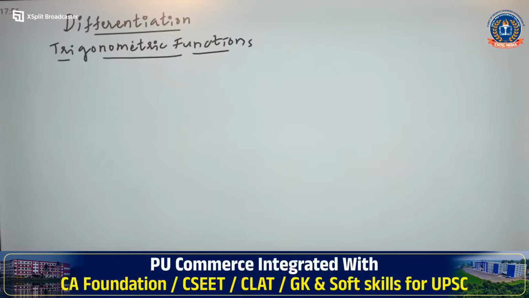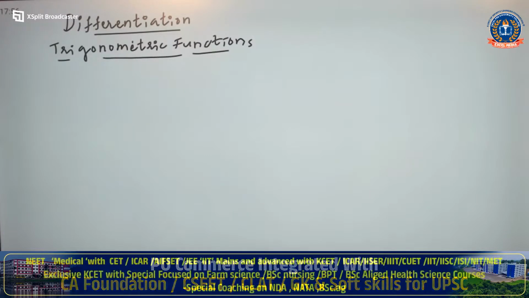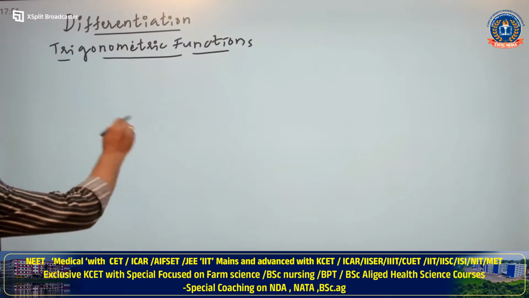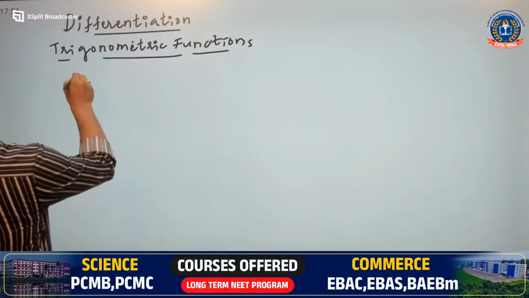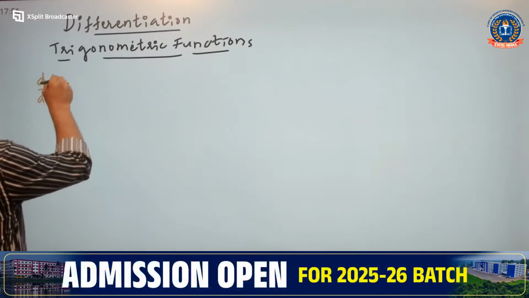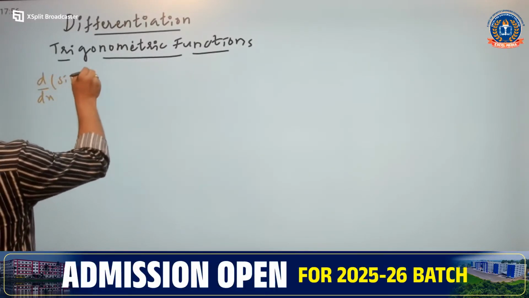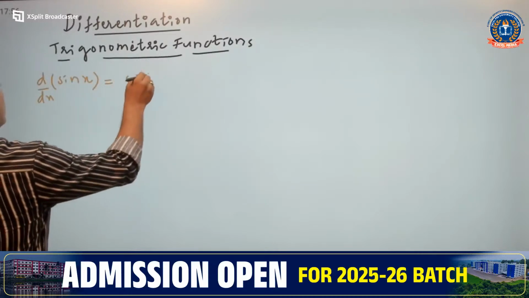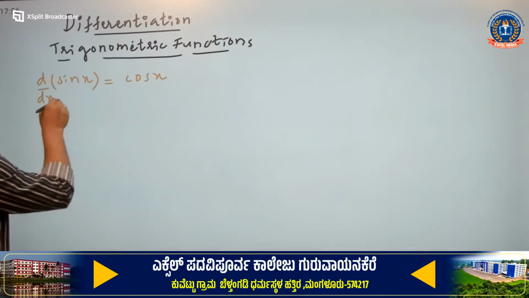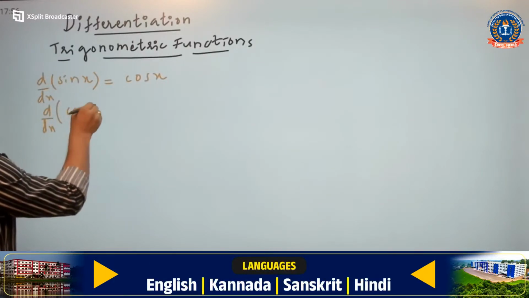First, we have so many trigonometric functions. There are a total of 6 trigonometric functions. So take the first one. I write the formula: d by dx of sin x is cos x. d by dx means derivative of cos x.